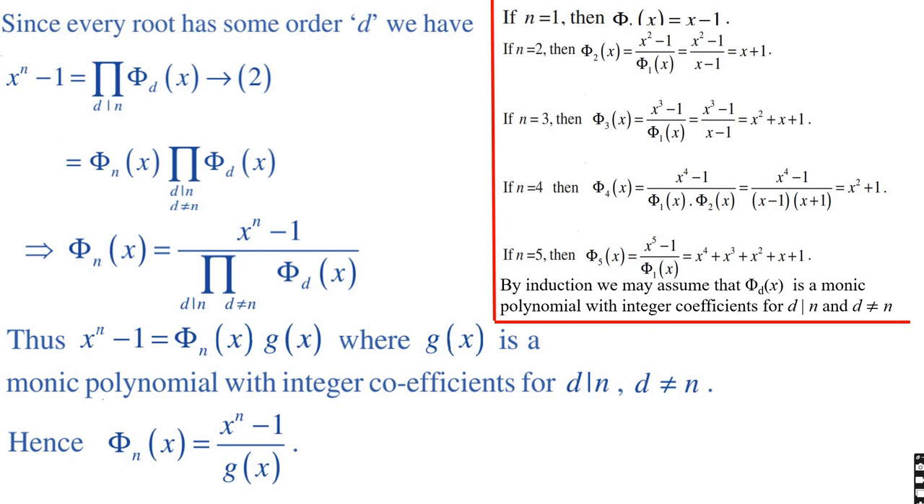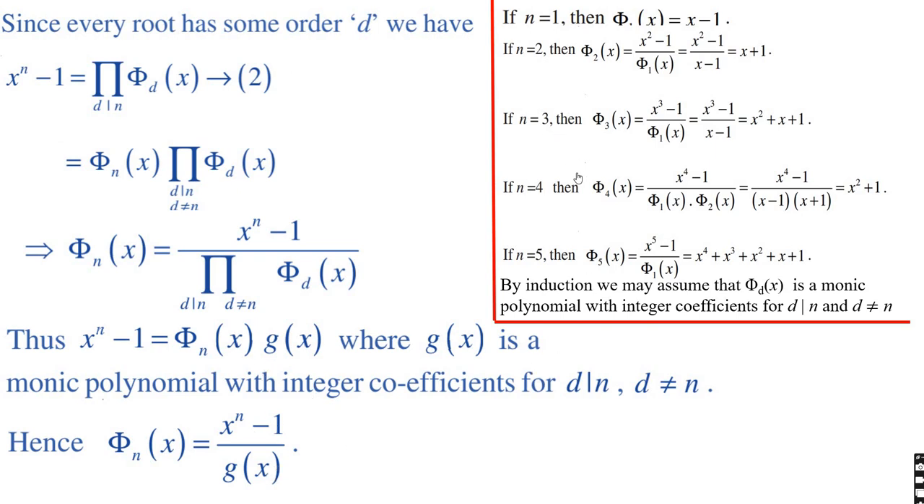Now you can consider, cross multiplying, taking this as g of x. So g of x is a monic polynomial with integer coefficients for d dividing n, d not equal to n. So that is explained here. And so from here, when we denote this by g of x, what we have is phi n of x to be x power n minus 1 by g of x.